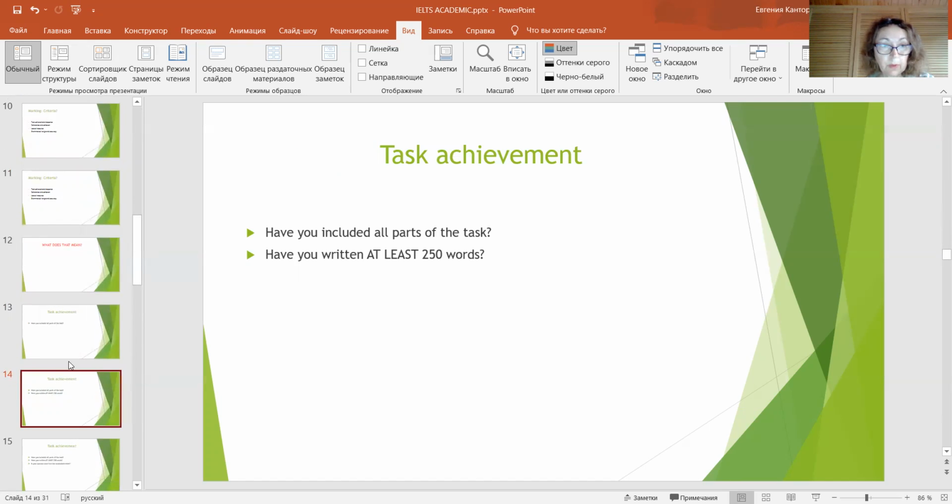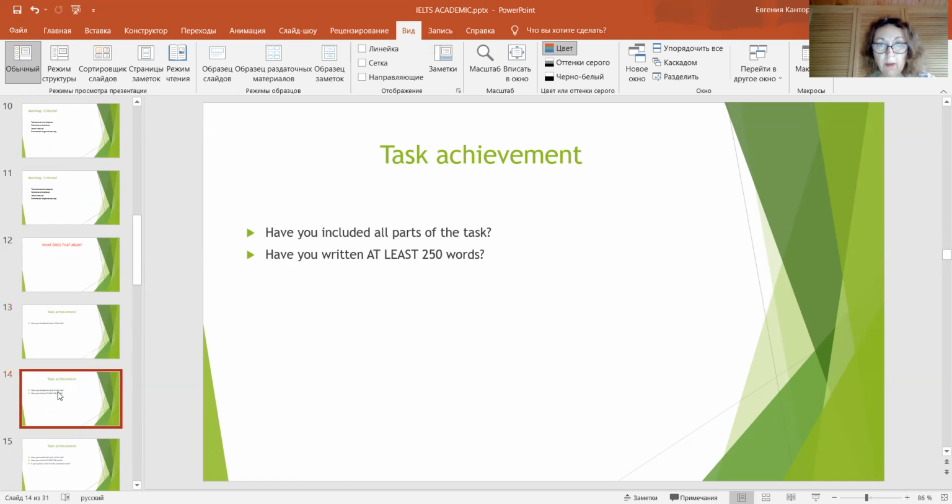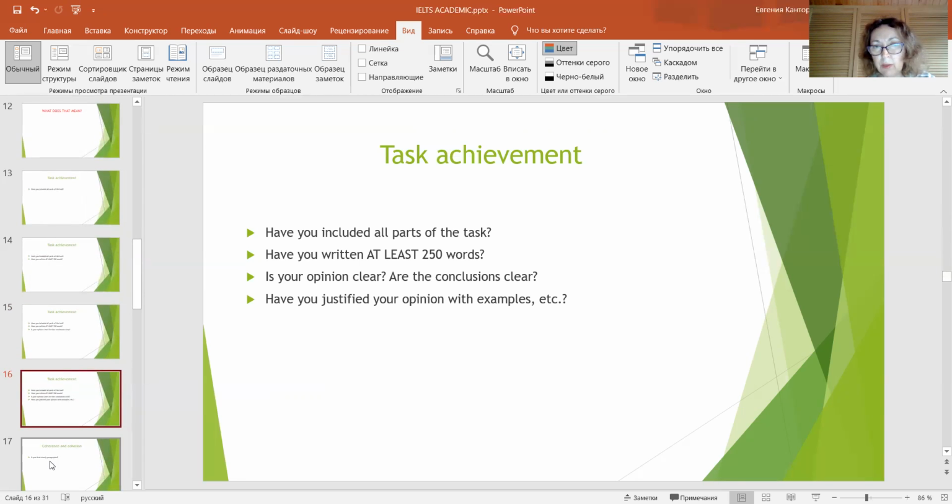So here are the questions that you need to answer. When we talk about task achievement, the first group of criteria, task response, you need to ask yourself the following questions. Have you included all parts of the task? Is there anything missing, or is everything there? Then, have you written at least 250 words? Then, is your opinion clear from the text? And are the conclusions clear? Are they expected? And have you justified your opinion with some examples? Examples could be your own experience, or something you read in books, in articles, and so on.